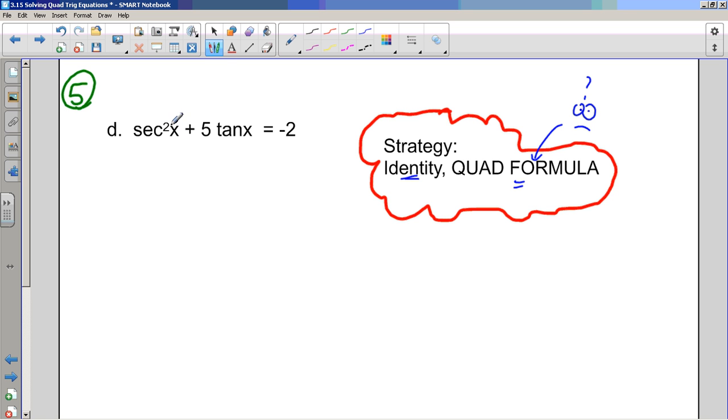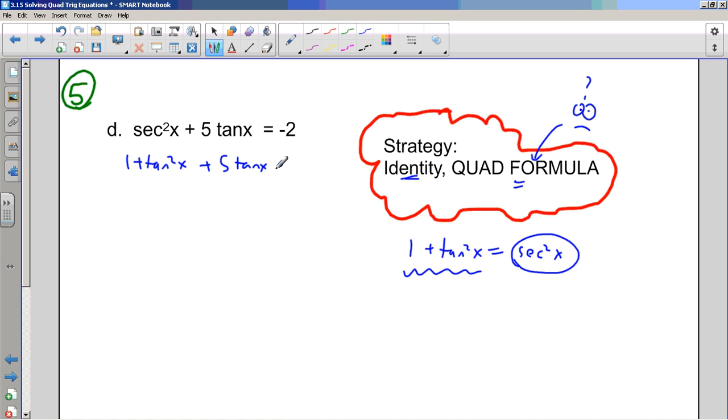But what's the identity that we're talking about? Well, we need to have this all in sines or cosines or tans or secants, right? I remember there's something about the secant squared. We have this form of the Pythagorean identity. Where I see secant squared, I can put in 1 plus tan squared. So 1 plus tan squared x can go in there, and then I have 5 tan x equals negative 2.